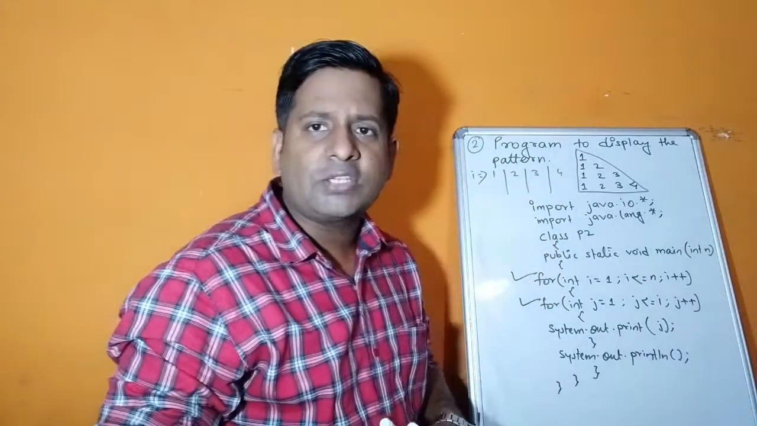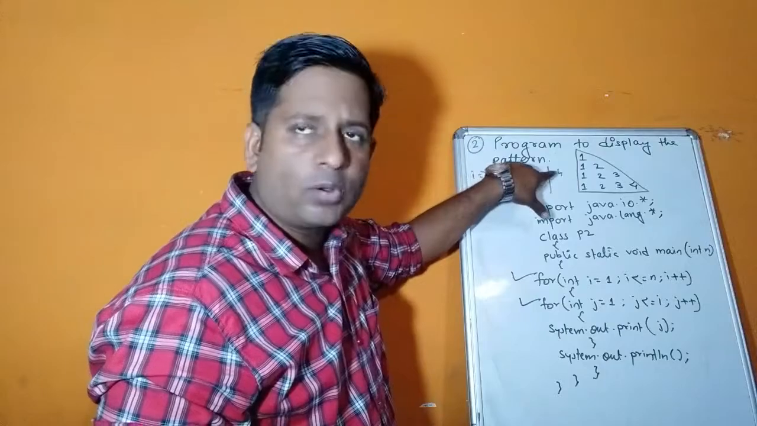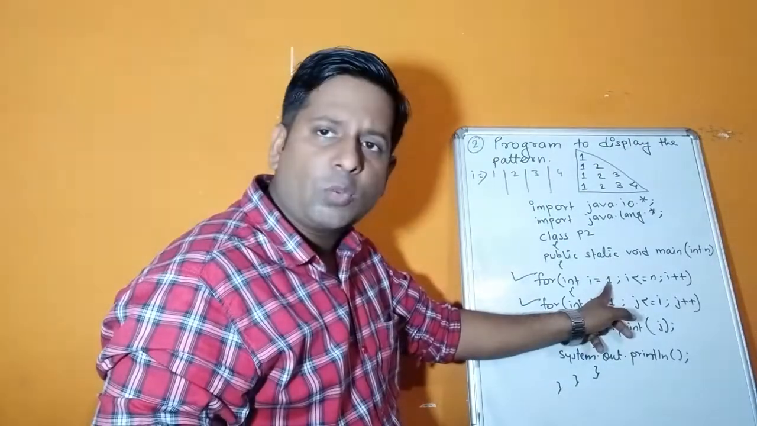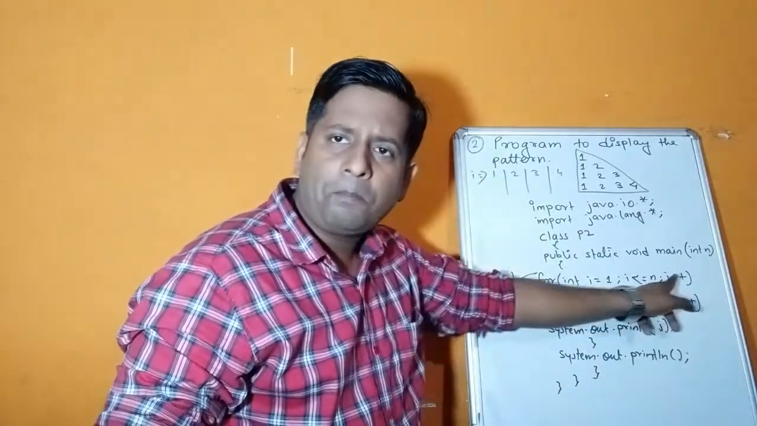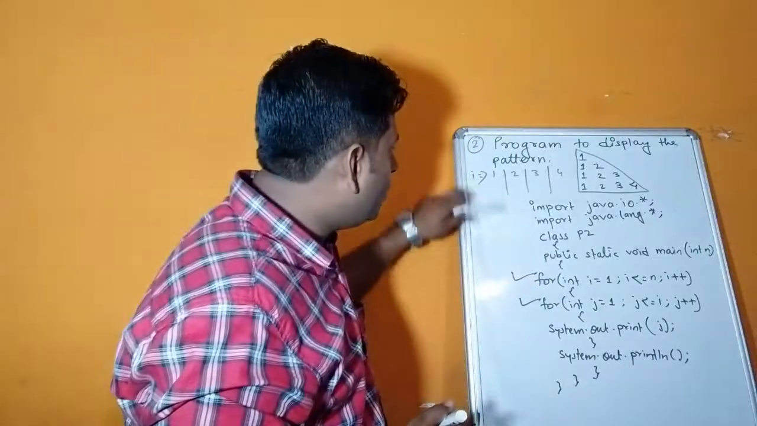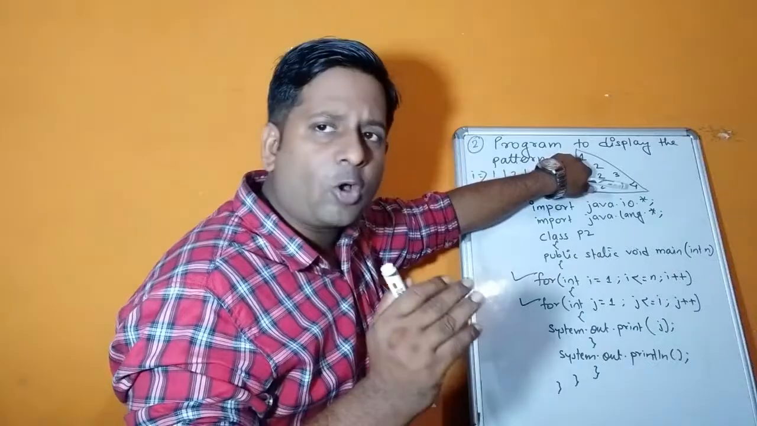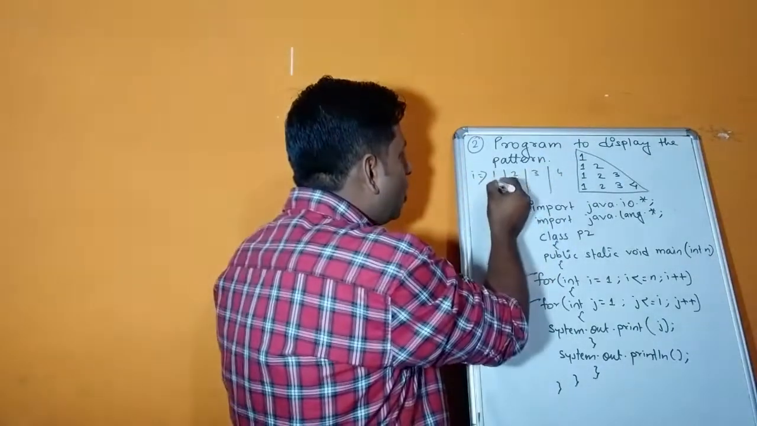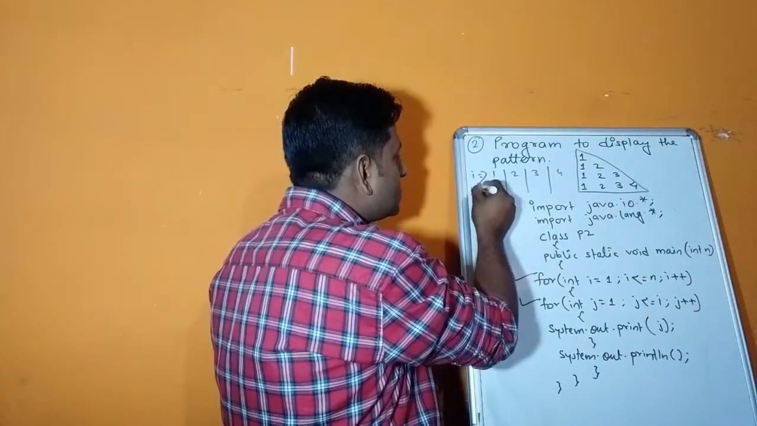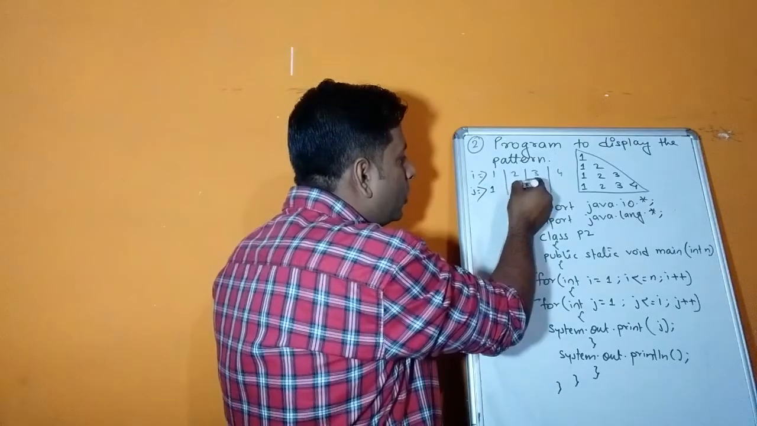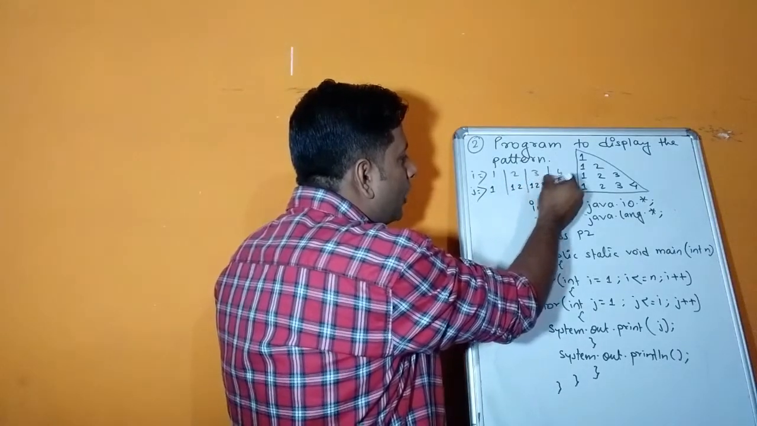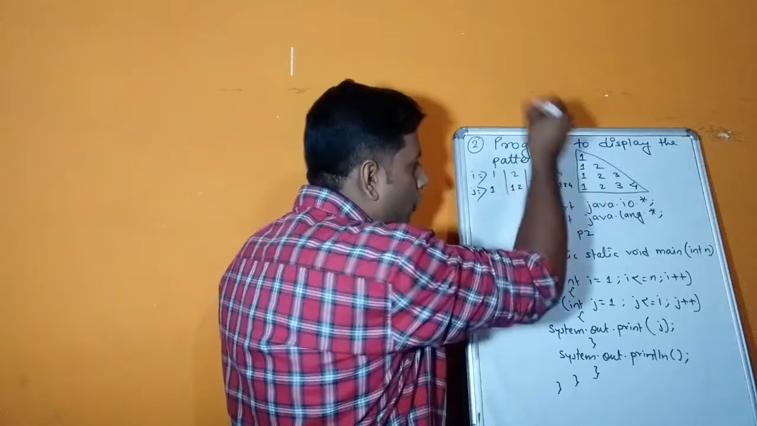Okay, let us consider i as 1, 2, 3, 4. That's what I say: i starts with 1 and goes up to n, i plus plus. Now when the value of i is 1, i is for row. When it is row 1, how many columns are there? 1 column. That means here only 1 is printing. Let us take this one as j. Here it is printing 1 and 2. Here 1, 2, 3. Here 1, 2, 3, 4.